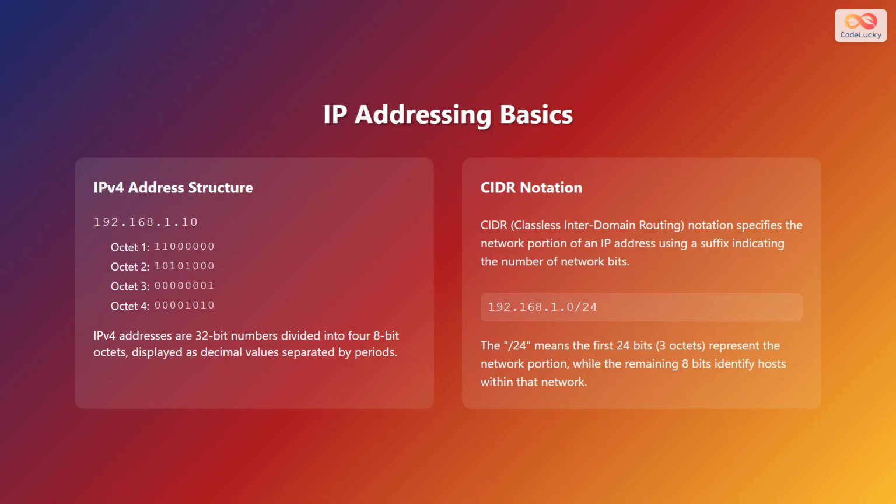CIDR stands for classless interdomain routing. It specifies the network portion of an IP address using a suffix that indicates the number of network bits. For example, 192.168.1.0/24. The /24 means that the first 24 bits, or 3 octets, represent the network portion, and the remaining 8 bits identify hosts within that network.